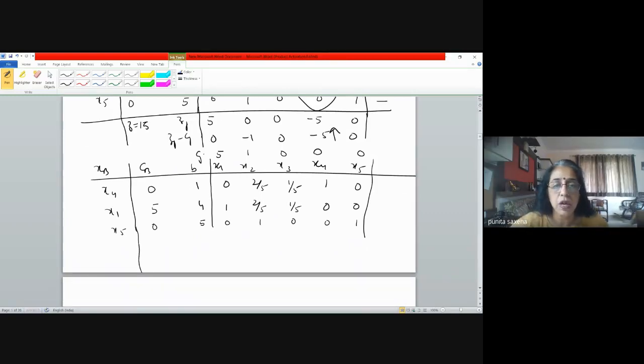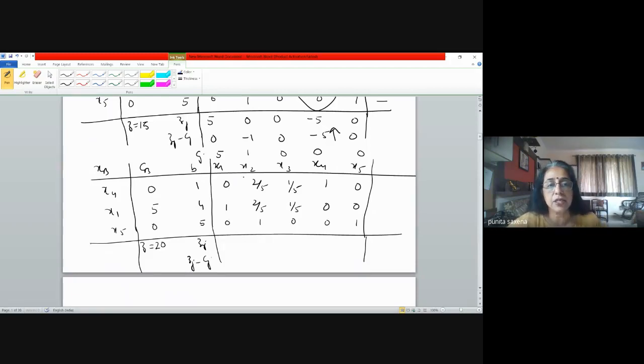So now let's see. How much is your Z now? See, it has again improved. 0 into 1 plus 5 into 4 plus 0 into 5. So it has now become 20, right? And how much are your ZJs and ZJ minus CJs? Let's see our ZJs.